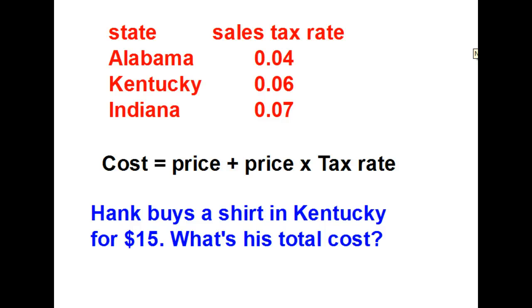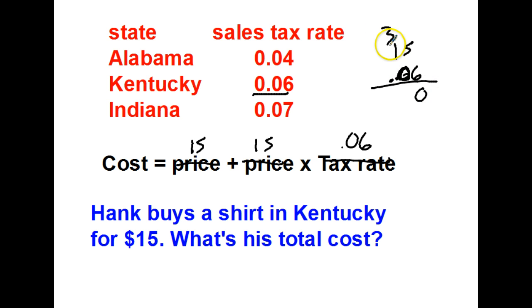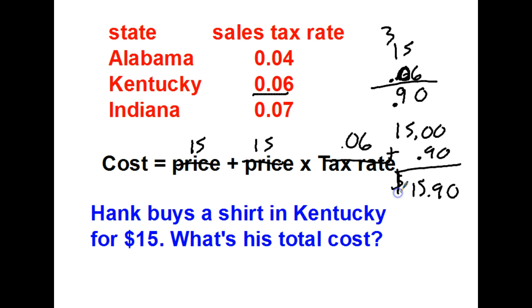Hank's buying a shirt in Kentucky. Costs $15. Tax rate in Kentucky is 0.06. So I'm finding my tax first. 0.06 times 15. 6 times 5 is 30. 6 times 1 is 6 plus 3 is 9. 90-cent tax, so I got $15 plus 90 cents. $15.90 total.